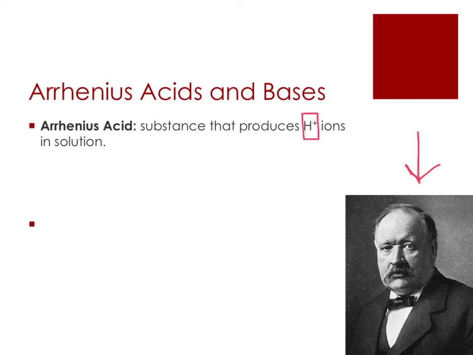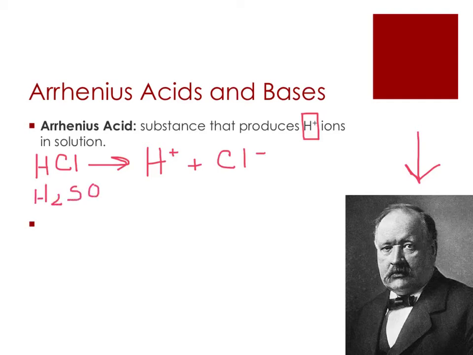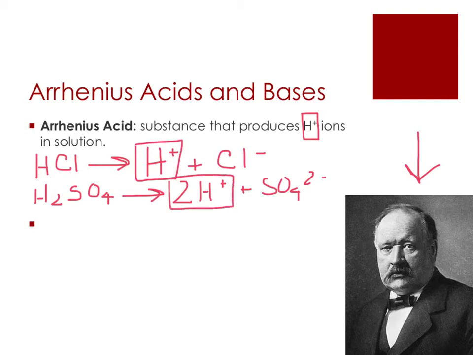So it's this H+ that's going to be crucial. You might recall, if you dissolve HCl in water, it dissociates to give you H+ ions and Cl- ions. Likewise, if you dissolve H2SO4, sulfuric acid, in water, it dissociates to give you two H+ ions and an SO4 2- ion. It's these H+ ions that make sulfuric acid and hydrochloric acid Arrhenius acids.